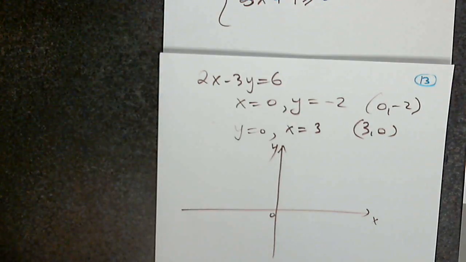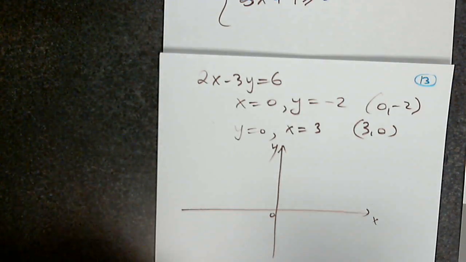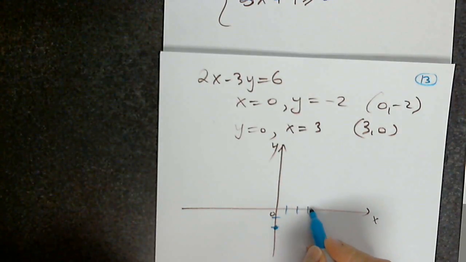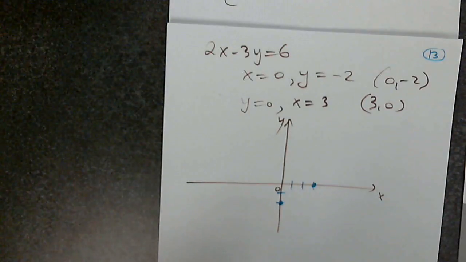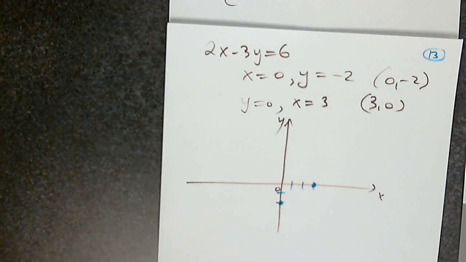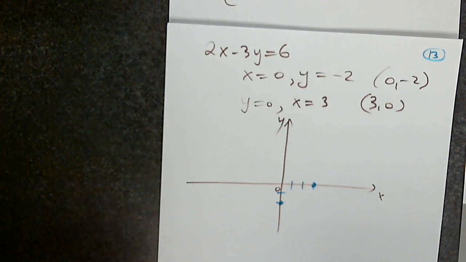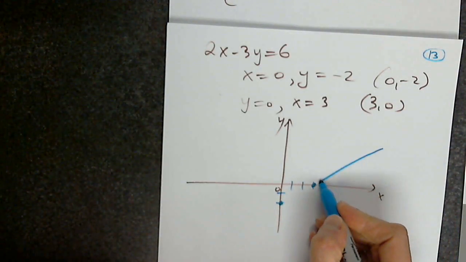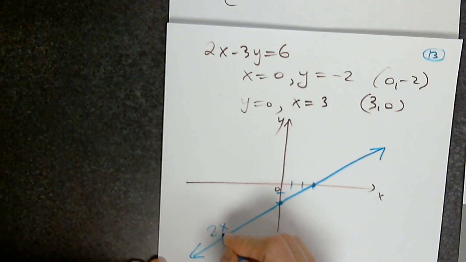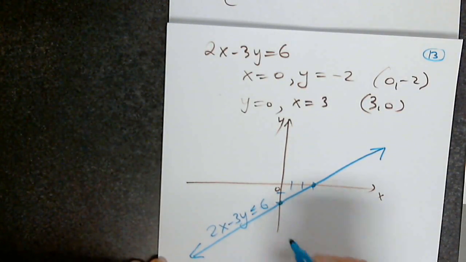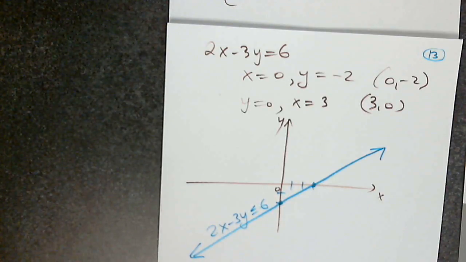Okay. So 0, -2 is right here. 3, 0 is right here. Do I draw a solid line? Yes. Good. So it's a solid line. So then I have 2x minus 3y less than or equal to 6. What do I do next?